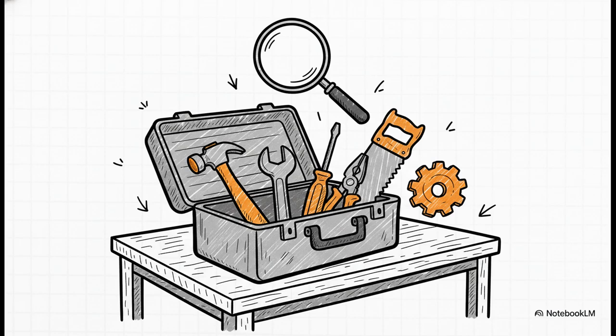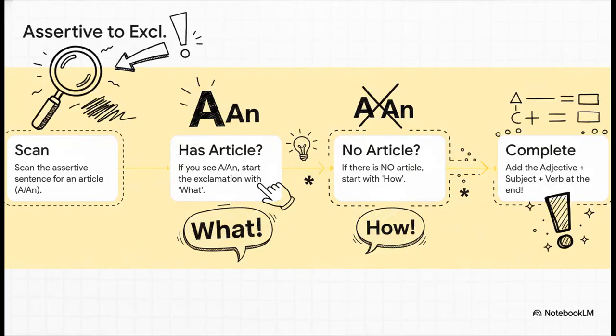Whether you need the base form, the past participle, or a gerund ending in ing, every single verb question is just asking you to pick one of these 6 tools based on the tense and context clues. And when it comes to transforming sentences, like changing an assertive statement into an exclamatory one, you do not need to guess. Just follow this rigid step-by-step logic.